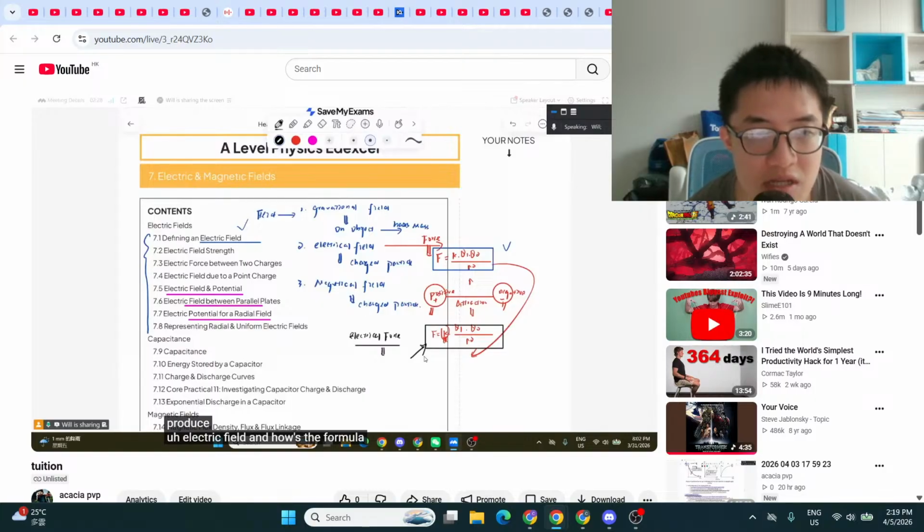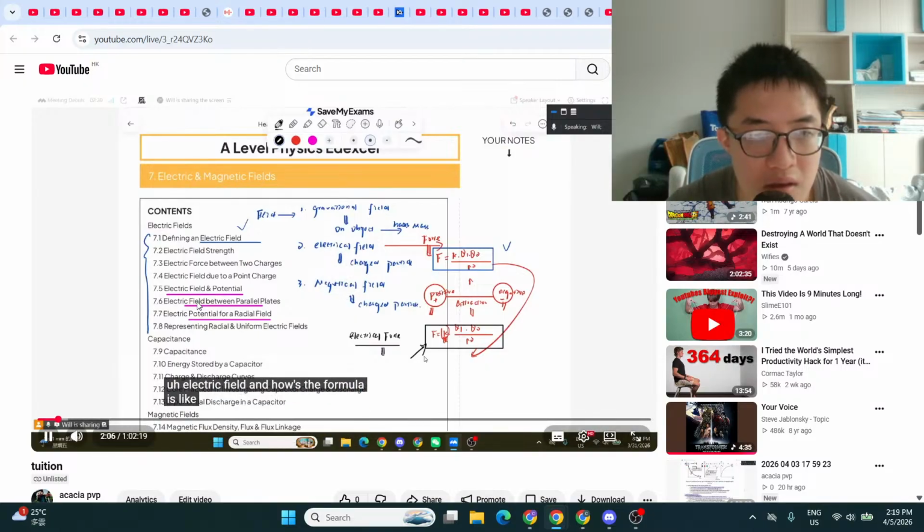Electric field and potential. Electric field strength with potential is E equals V over d. Electric field between parallel plates is E equals V over d. Electric potential for radial field, I don't know what that is, I forgot. And electric field due to a point charge is the single charge over 4 pi permittivity of space r squared.